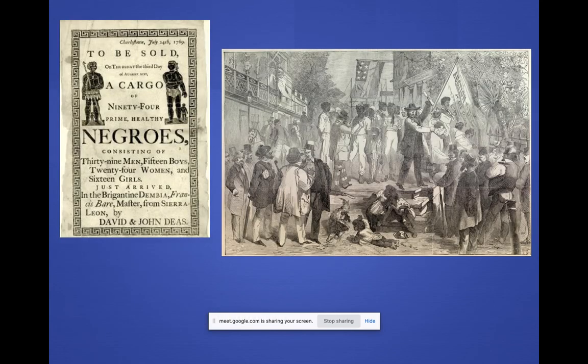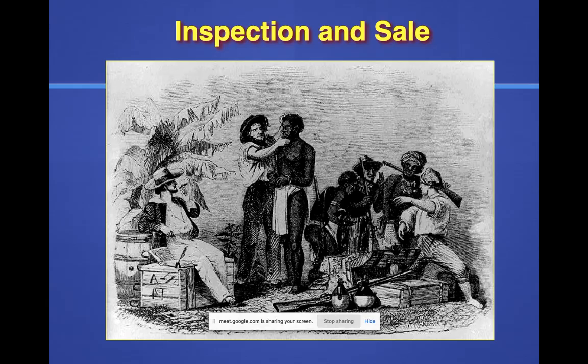You can see the poster here that was advertised for the selling of Africans, and then there's a picture here of one of those sales. When they arrived, they were inspected. This was a humiliating experience for the slaves, and again, they don't know what anybody is saying to them. They don't understand what's happening. And then you've got people that are then going to come in and take the slaves back to their homes.